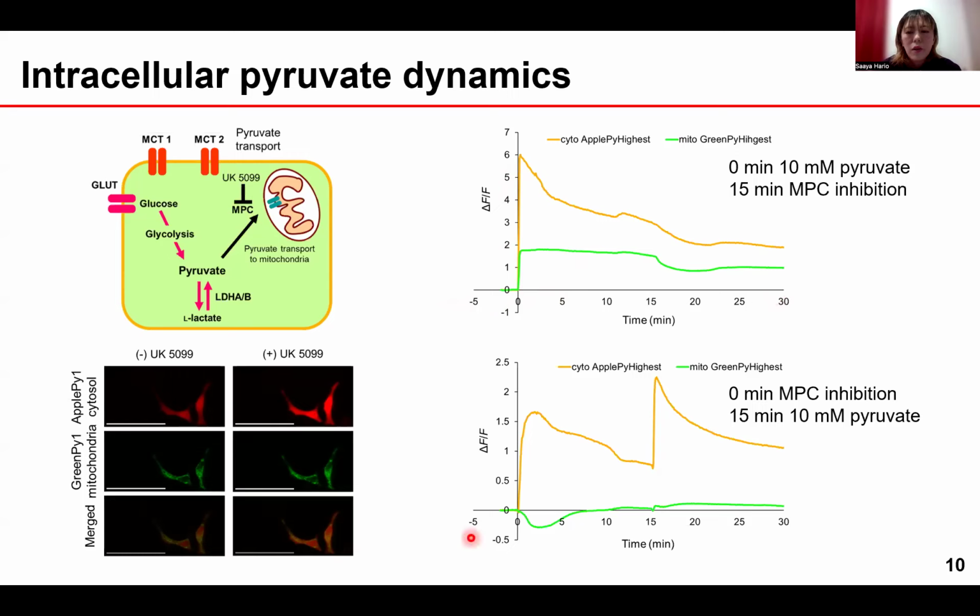But on the other hand, when the MPC inhibitor was added first, followed by the addition of pyruvate, the concentration of pyruvate in the cytosol increased, while the pyruvate in mitochondria decreased upon the addition of the inhibitor. And then the concentration of pyruvate in mitochondria did not increase much upon the following pyruvate addition. So our pyruvate biosensor series enables multicolor imaging of pyruvate dynamics, suggesting they have properties that can visualize the pyruvate dynamics.